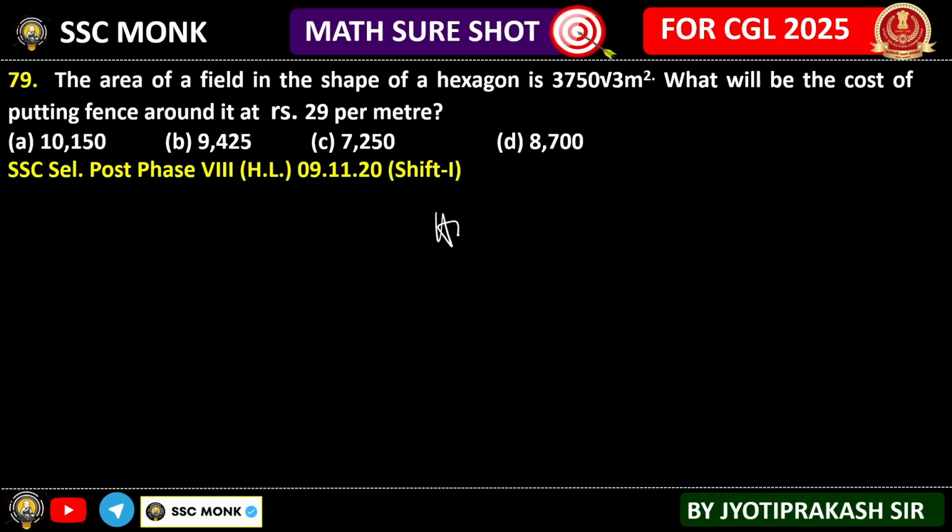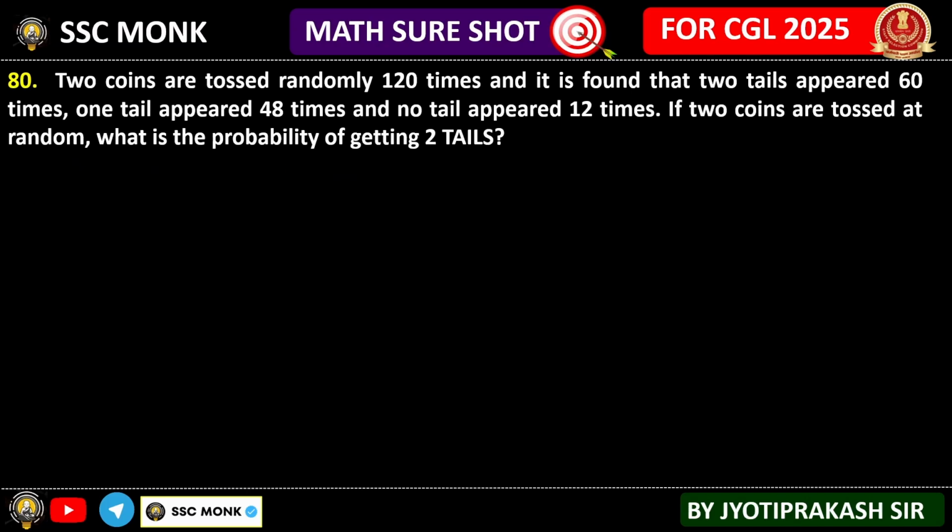Very simple homework. Two coins are tossed randomly 120 times and it is found that two tails appeared 60 times, one tail appeared 48 times and no tail appeared 12 times. If two coins are tossed at random, what is the probability? Now this is a very silly question. You need to understand that the total number of times it has been tossed is 120. Now it is saying two tails appeared 60 times. So we are talking about getting two tails, that is 60. So probability is equal to 1 by 2.